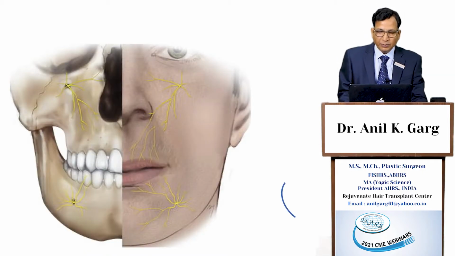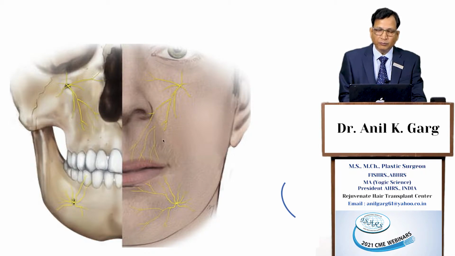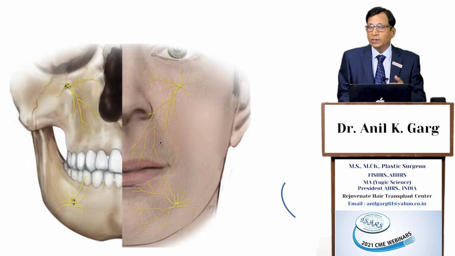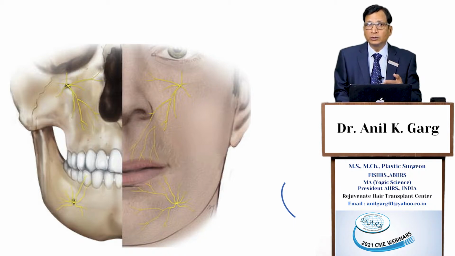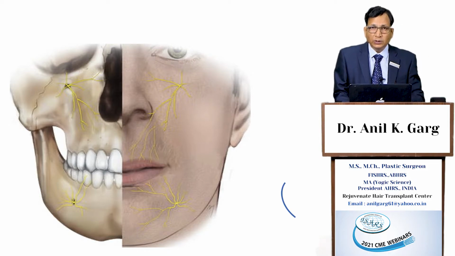Now for the upper lip, the innervation is the infraorbital nerve, whose branches enter through the nasolabial fold region, just below the ala nasi. So when we give infiltration or tumescence to the upper lip, which is a common practice, it is very painful, very painful.